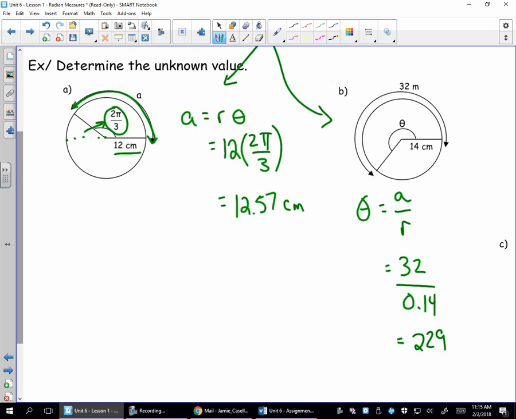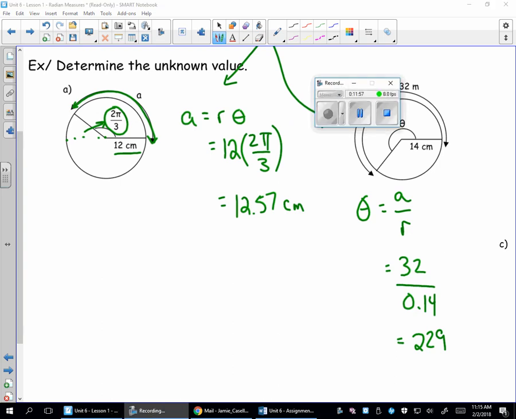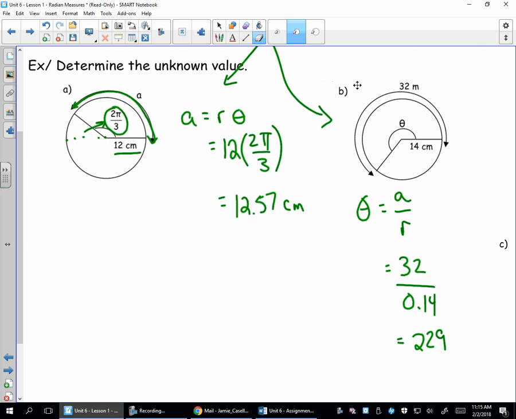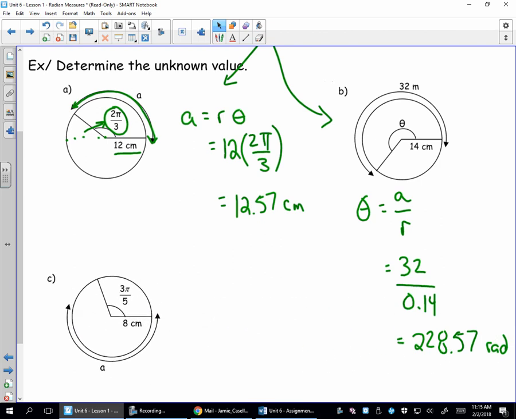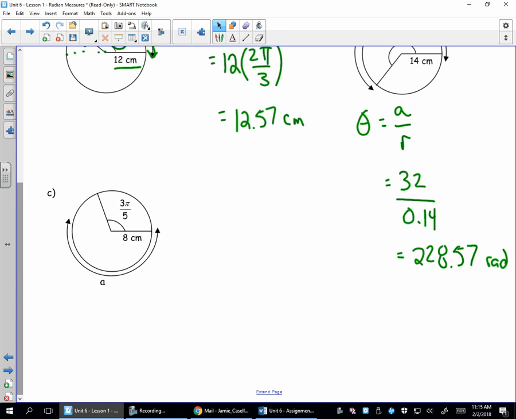229. Just to be a couple more exact, 228.57 radians. I can put the word rad there if you want to, but we assume it's radians, since we're told degrees. Okay, so I can solve for arc length, I can solve for angle, I can solve for other things. Let's take a look at C.